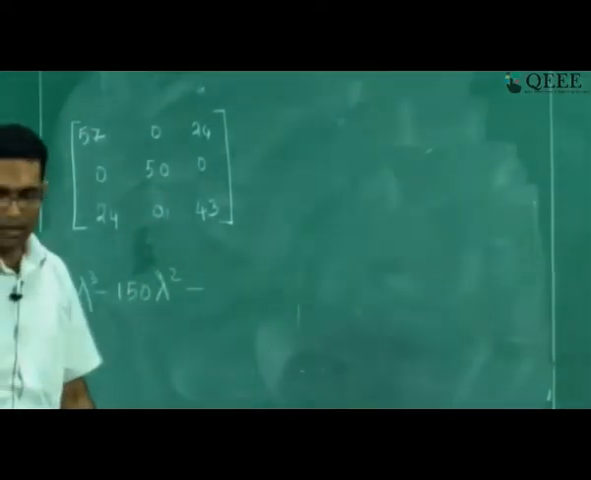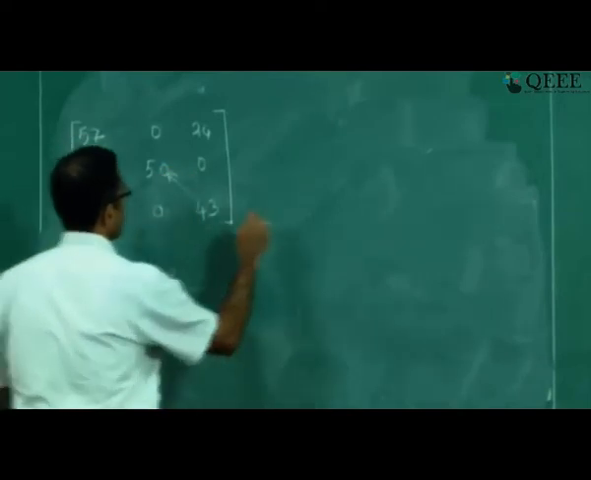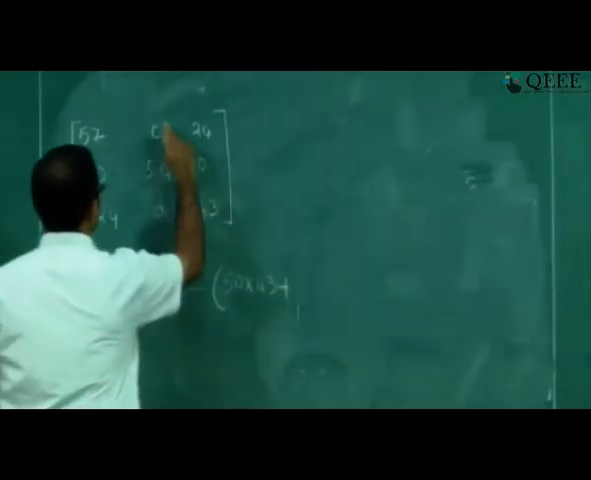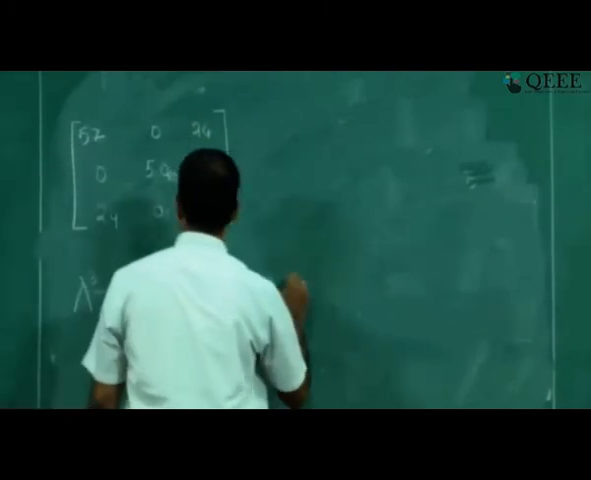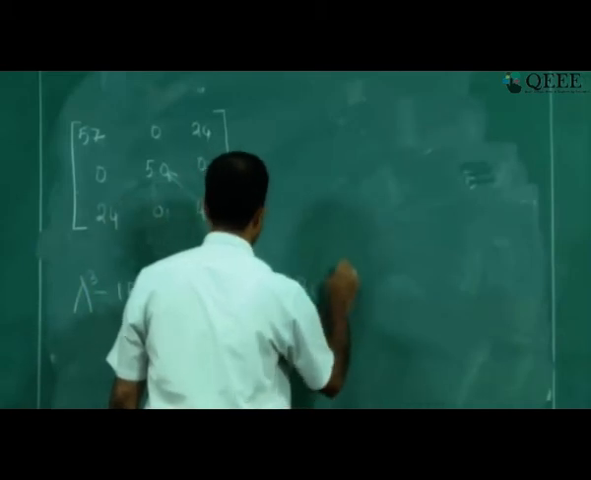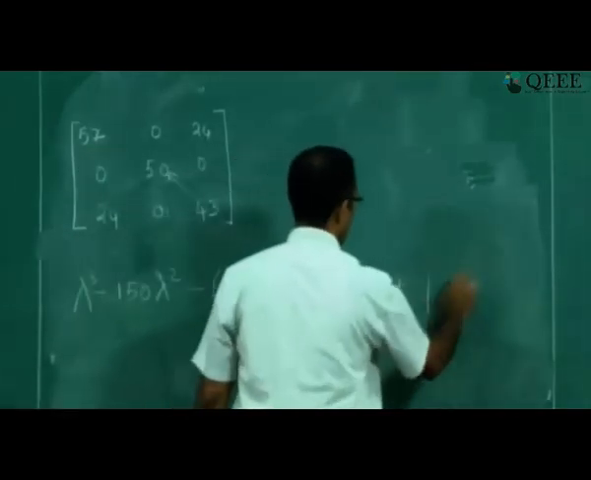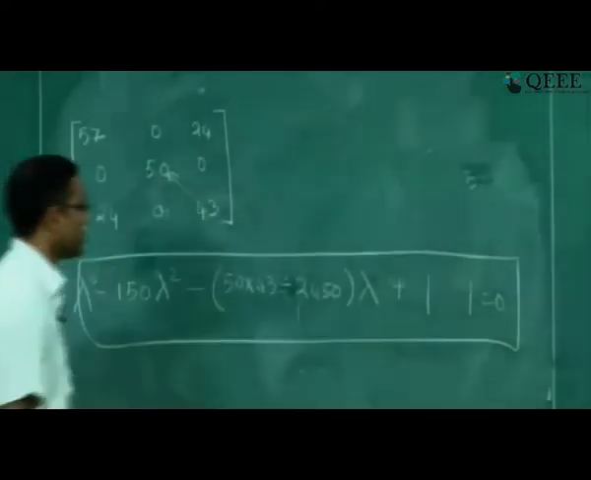Then the negative of the sum of the invariants, whatever it is. You have to take this times this, so 50 into 43. I will just write it down here. Plus the determinant. You have to write down this particular equation and solve it.